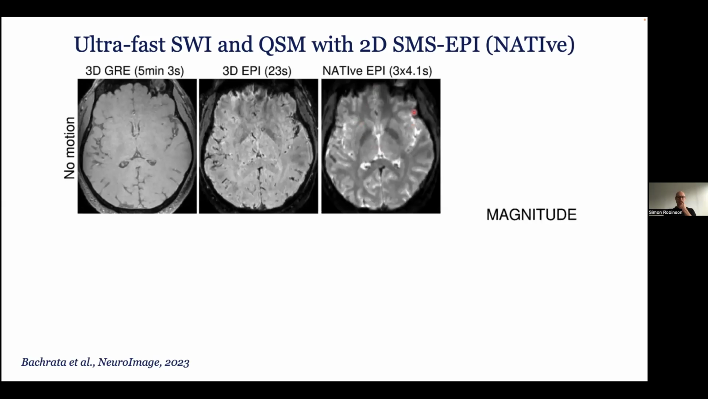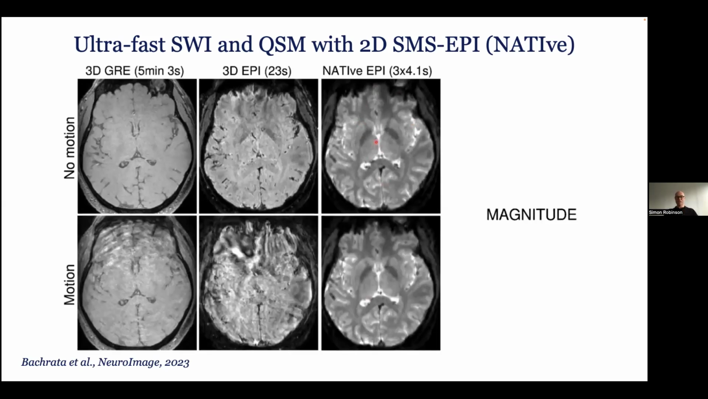So this is the native T2 star magnitude from the same data, and this is in the context of motion, where we've got motion corruption after 3D GRE, 3D EPI, and basically nothing visible there in the native acquisition. So we're actually starting to think about using this for methods beyond QSM and T2 star imaging, and look at other sequences, as others have been doing, to try and develop completely near motion artifact-free data with multiple contrasts.